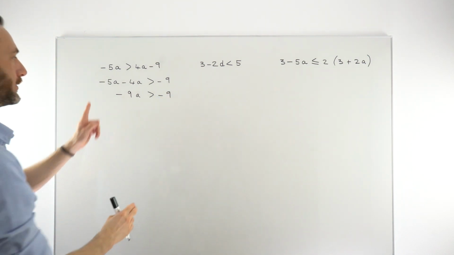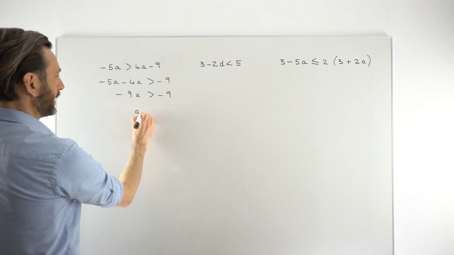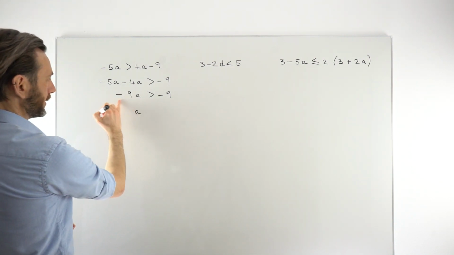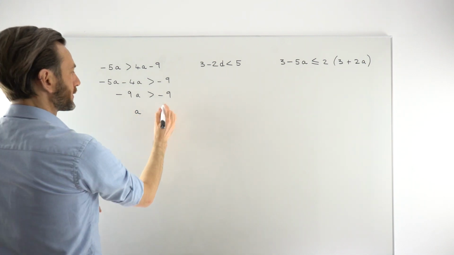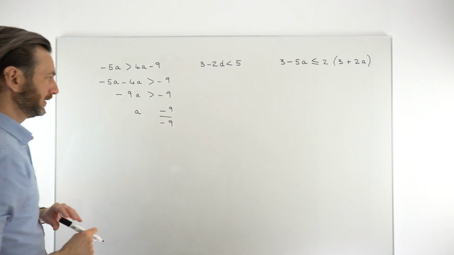So at this point we're going to divide both sides by -9. So let me just write that out. So we're going to get a on this side, because we divide by this number to take us down to a. On this side we're going to have -9 divided by -9.